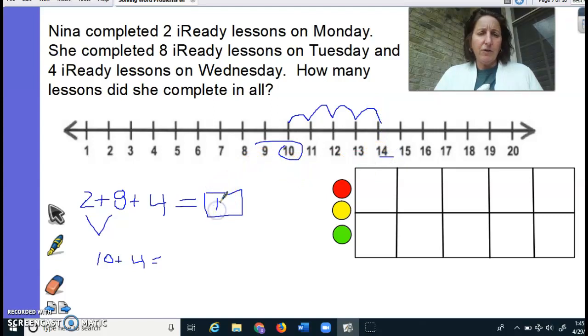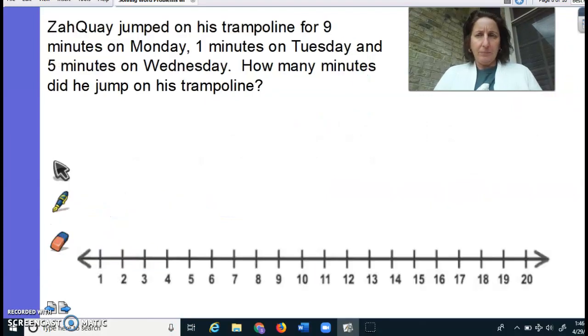And it's the same if you're just able to look at it and get your answer as well, because 10 and 4 make 14. Okay, let's look at our next problem today. Zaquay jumped on his trampoline for 9 minutes on Monday. 1 minute, that should say minute, let me mark that off right there. 1 minute on Tuesday and 5 minutes on Wednesday. How many minutes did he jump on his trampoline?